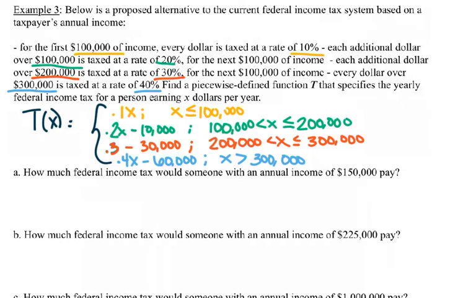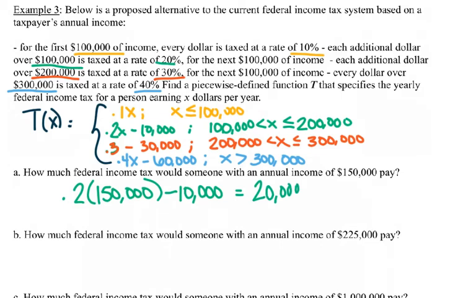For part A, how much federal income tax would someone with an annual income of $150,000 pay? Pause the video and see if you can figure out which one it goes into and how much you would actually pay. Try that in 1, 2, 3. That falls into the second category because 150,000 is between 100,000 and 200,000. So I'm plugging it into the green: 0.2 times $150,000 minus $10,000, because you've already paid those taxes on that first $100,000. You would end up paying $20,000.